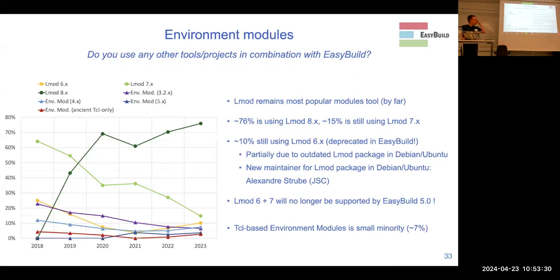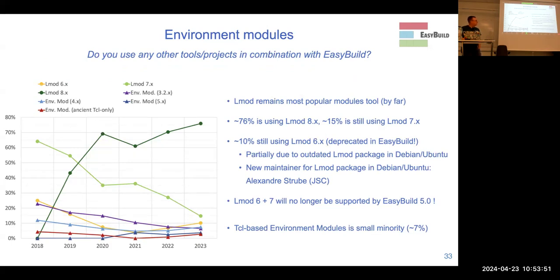Okay, then switching topics again, looking at the environment modules tool. So the only, next to Python, the only true dependency that EasyBuild has, you need some environment modules tool that EasyBuild can talk to, and that it can use to generate module files for. No surprise here, LMOD is still the king of the hill here.